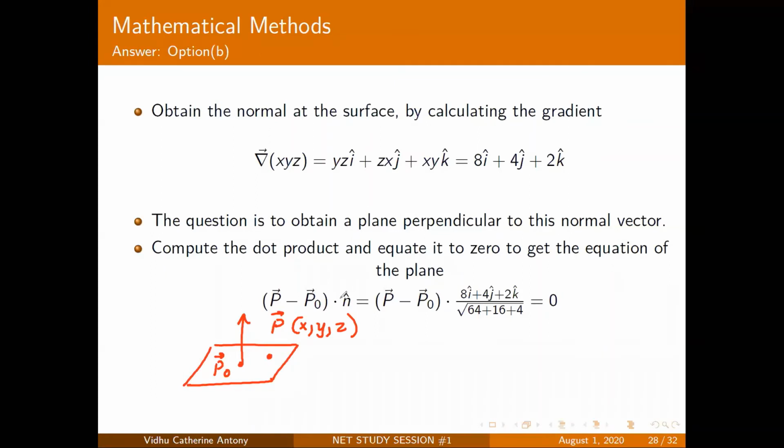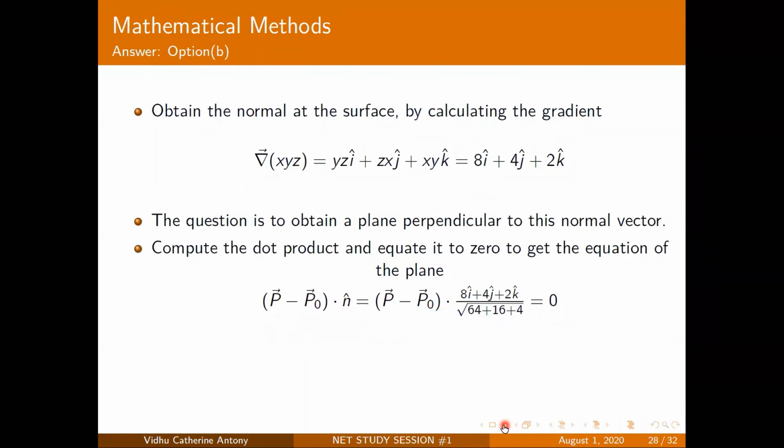Now what do you have to do? You have to take this vector that you have, your n cap, and take a dot product with this vector. When you take a dot product, you're supposed to get a 0 if they are perpendicular. The tangent is basically on that surface. So you take that and multiply it with this unit vector that you have.